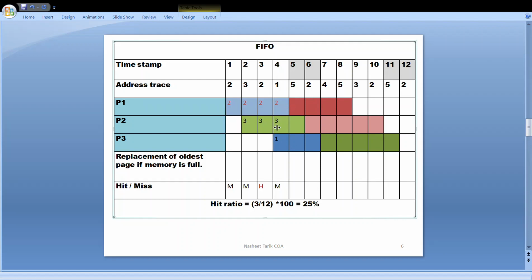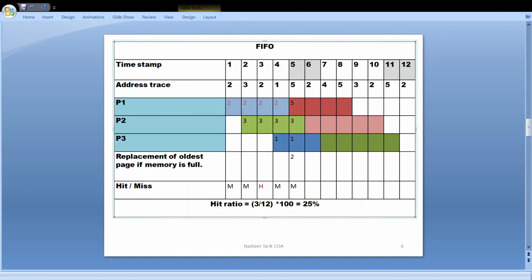Now this memory is full, and this is where the replacement algorithm comes into play. Now next is 5. So which page do we have to replace? The algorithm says replace the oldest page if memory is full. So which one is the oldest page? You can see 2 is the oldest page, so we will be replacing this page. A miss occurs because 5 is not there in memory. So in case of a miss, we will be replacing page 2 by the new page, that is 5 in this case, and the rest of the pages are as they are.